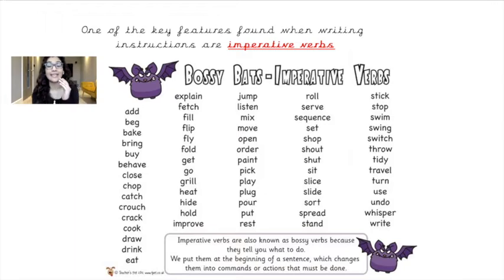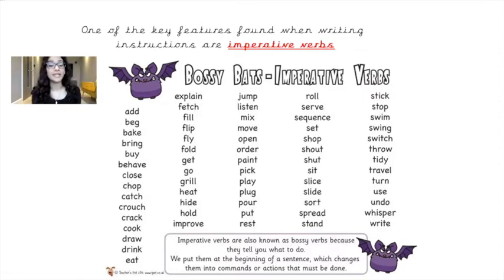So here is a list, or 5 lists, I would say, of different imperative verbs that you can use in your instruction writing. Imperative verbs are also known as bossy verbs. Now, that is because they tell you what to do. They tell you to run. They tell you to jump. They tell you to put something here or open something there.